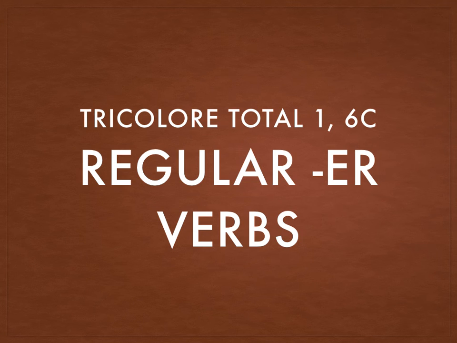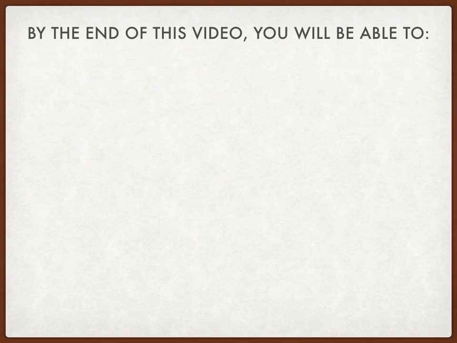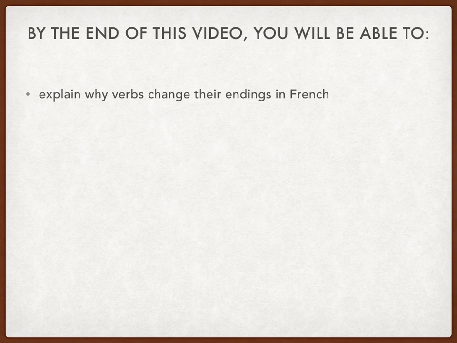This grammar video is going to cover an important topic introduced in Tricolore Total 1, Unité 6C, regular ER verbs. By the end of this video, you should be able to explain why verbs change their endings in French and use regular ER verbs correctly.